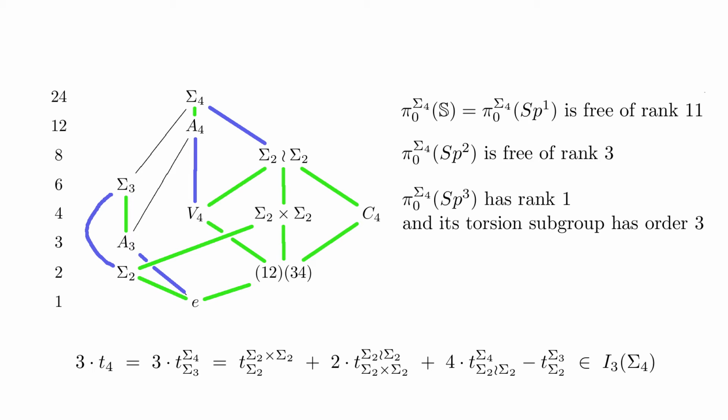As the largest index of two adjacent groups is 4, I4 of sigma 4 is the full augmentation ideal, and the filtration stops at this point. The final answer we get is that the group pi0 sigma 4 equivariant of sp1 is free of rank 11, pi0 sigma 4 of sp2 is free of rank 3, pi0 sigma 4 of sp3 has rank 1 and it has a torsion subgroup with 3 elements, and finally, for n greater or equal to 4, the group pi0 sigma 4 of spn is free of rank 1.